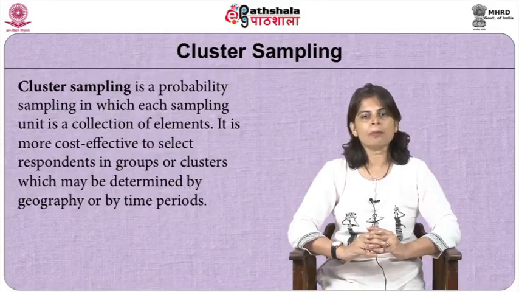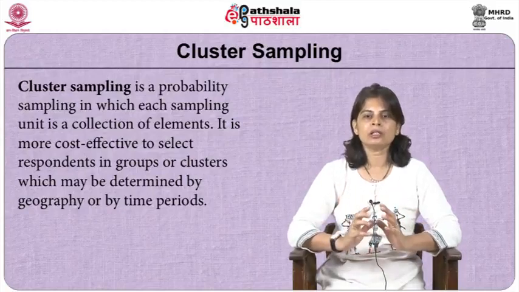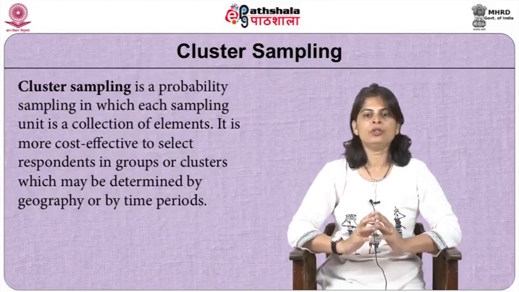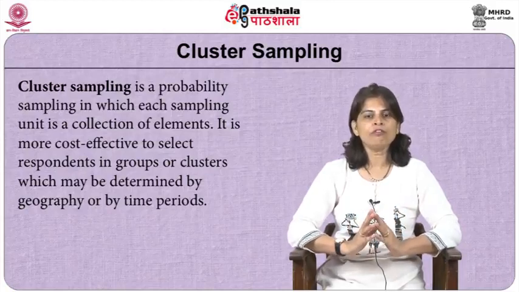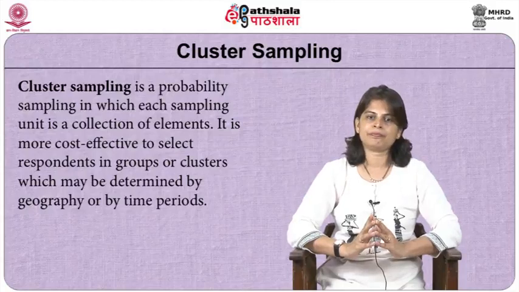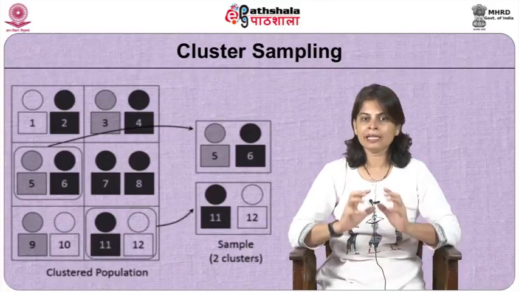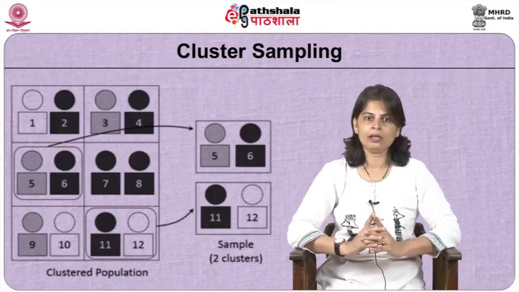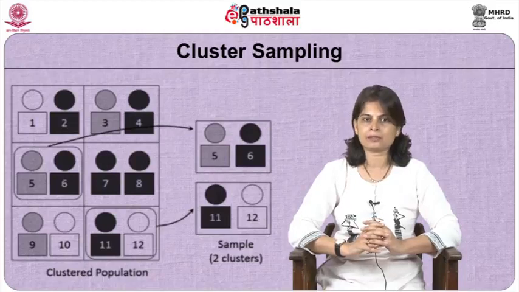Cluster sampling is a probability sampling method in which each sampling unit is nothing but a collection of elements together termed as clusters. Here, the total population is divided into groups or clusters, and then a simple random sample of these clusters is selected. An important point to be noted here is that the population within a cluster should ideally be as heterogeneous as possible, but there should be homogeneity between the two clusters.